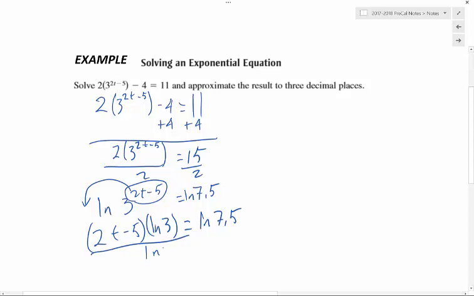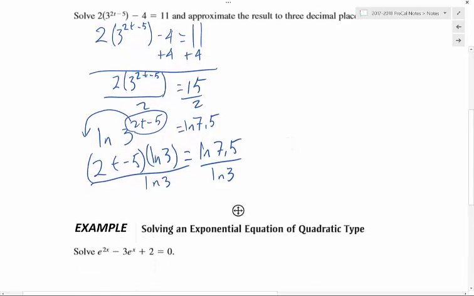I'm going to divide by the natural log of 3. So I'll get the natural log of 7.5 divided by the natural log of 3. So I'll have 2t minus 5 equals 1.83. I'll add 5 to both sides.